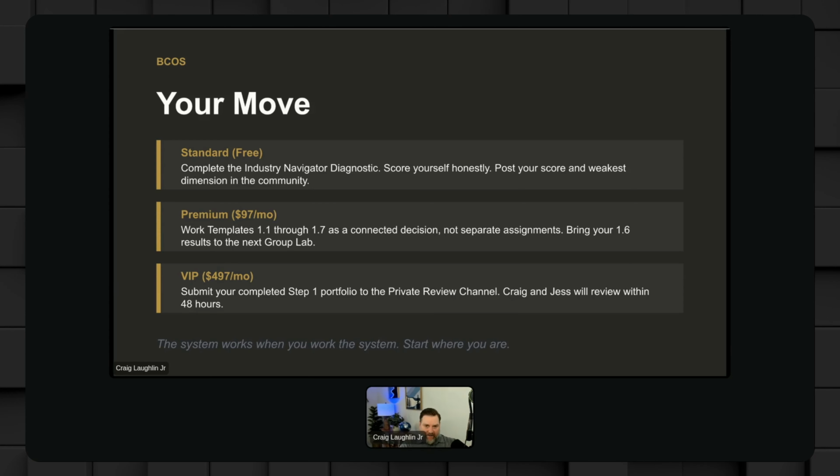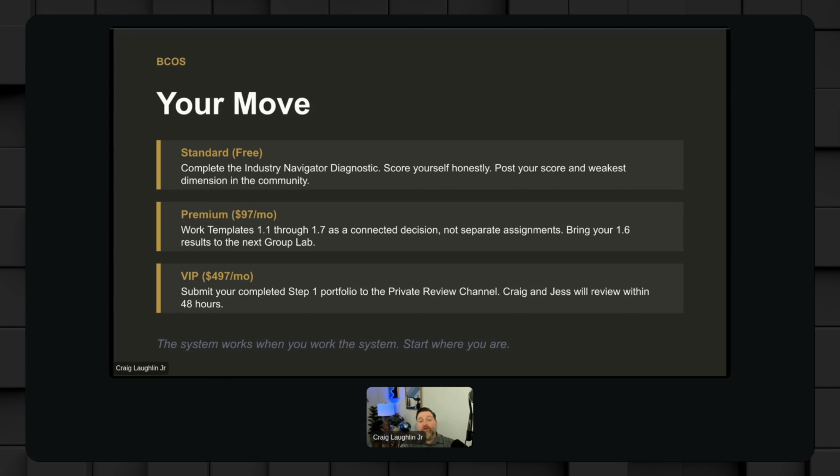If you are at our standard level, your next step is the Industry Navigator diagnostic. Complete it. Score yourself honestly across the 5 dimensions that it goes through. And then post your score in the community, not just the total. There's a discussion prompt underneath where you get that template, the diagnostic. Post your weakest dimension and one thing you commit to work on. The act of documenting and declaring, backed by the Dominican University research on goal commitment, makes you significantly more likely to follow through.